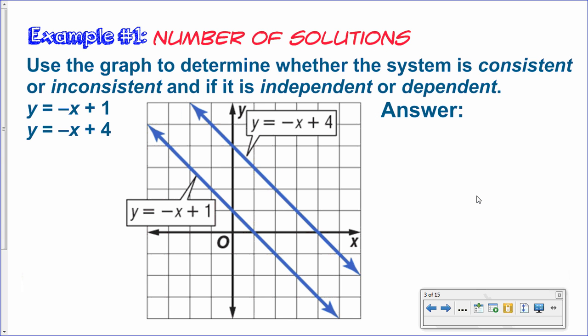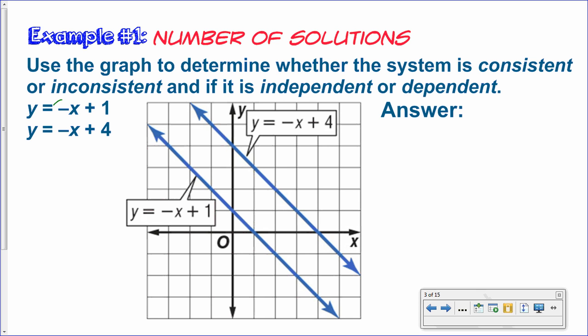Use the graph to determine whether the system is consistent, inconsistent, or if it's independent or dependent. What are the two lines doing? Okay, they're parallel. Now, are we absolutely positive that they're parallel? What do we need to check? I would check the slopes of each one of the equations, right?